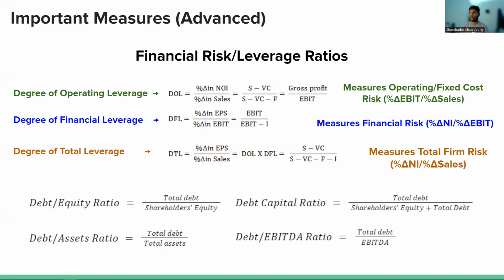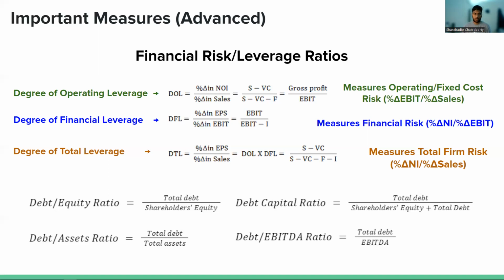So that's operating leverage. Financial leverage is financial risk. This is percent change in net income divided by percent change in EBIT. This measures how much debt you have. The more debt you have, the higher the interest expense. And firms that have a lot of debt have a lot of financial leverage.